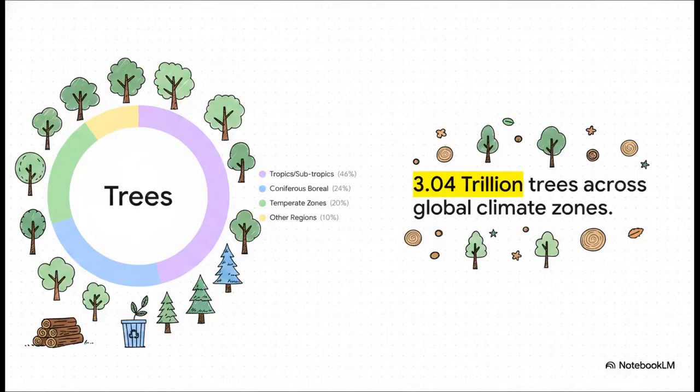Think about this. There are a staggering 3.04 trillion trees on Earth, but we see a massive concentration in specific zones. The data shows that 46% of all trees are located in the tropics and subtropics, 24% are in the coniferous boreal forests of the far north, and 20% are in temperate zones. And that heavy concentration in the tropics? Well, that brings us to a pretty stark reality.